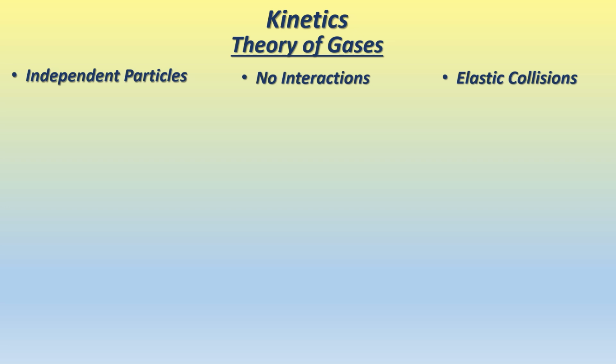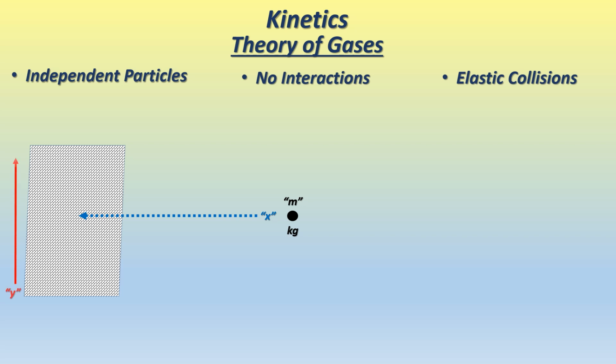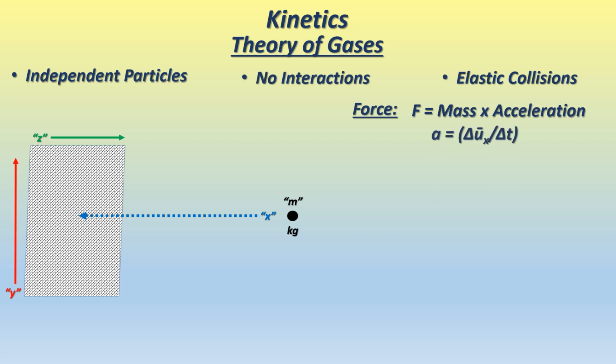So, again, with some detail, let's look into what this means. Suppose I have a particle of mass m interacting with a wall in the YZ direction, and that particle is moving in the X direction. Force is described as mass times acceleration. The mass of the particle is given in kilograms. Acceleration is the change of the average velocity, symbolized by u with a bar over it, in the x direction, times the change in time.